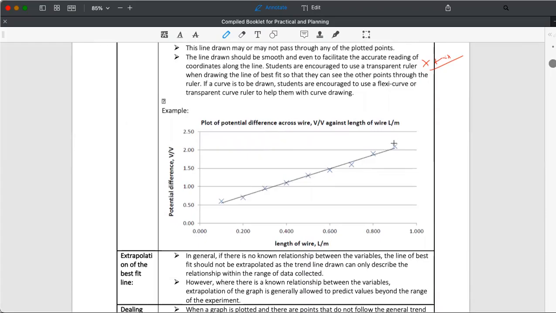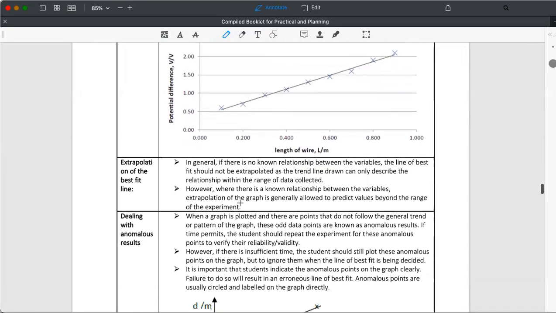Something like this will be good. So, extrapolation. In physics, you may need to extrapolate, unlike biology. In general, if there's no known relationship between the variables, the line of best fit should not be extrapolated, as a trend line drawn can only describe a relationship within the range of data collected. So in general, you don't extrapolate unless the question says so. But as I said, in physics, sometimes they may need you to extrapolate to get a y-intercept. If that is not needed, then there's no need for you to extrapolate your points.